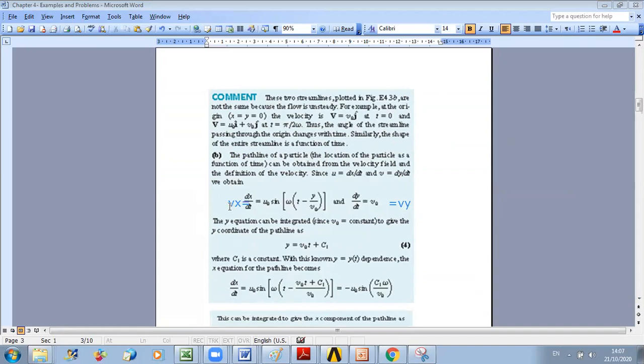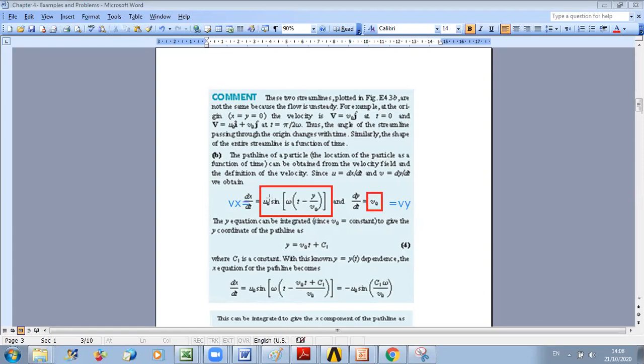Okay? Since you know Vx and Vy of your flow field, if you integrate with respect to time, you can get x function of t and y function of t. This is what we will do. To start by x, we said that Vx is u0 sine omega t minus y over v0. This is by given, because the given gives you the expression of the velocity field. So you have the x component of v, and this is the y component of v.